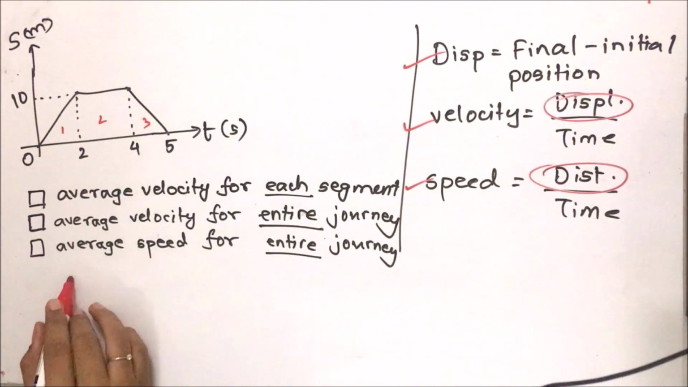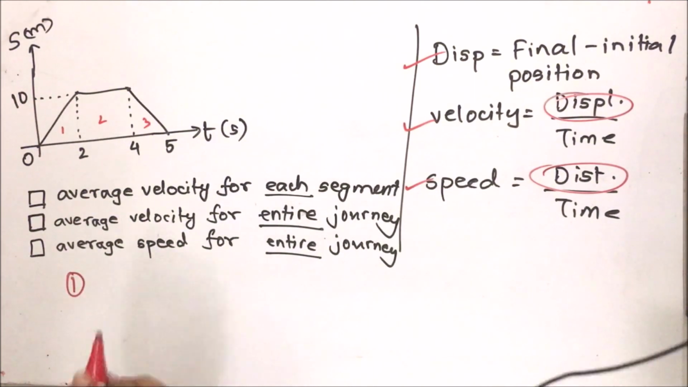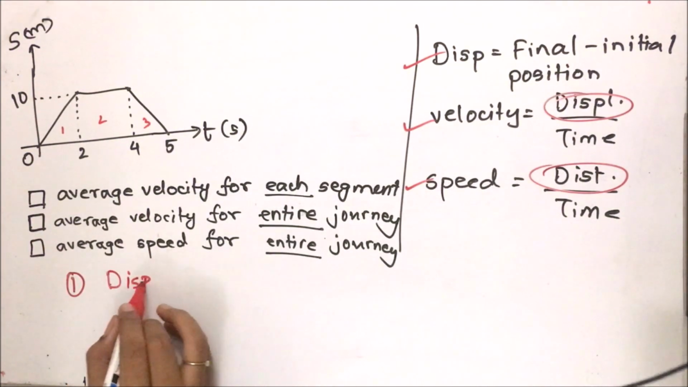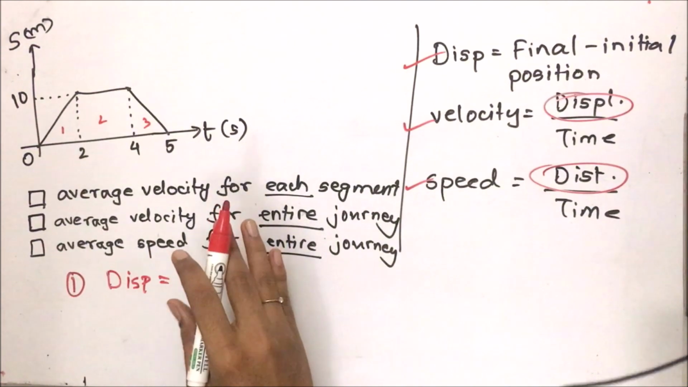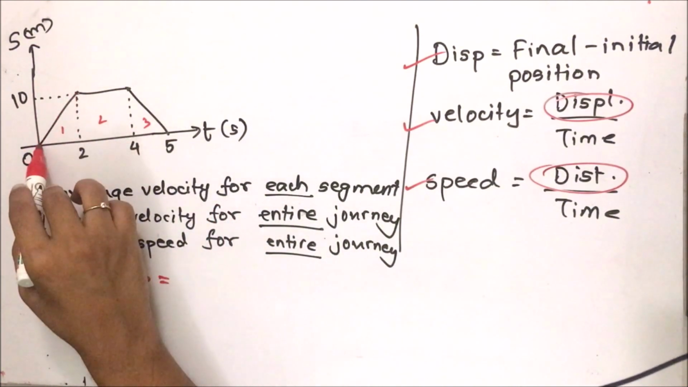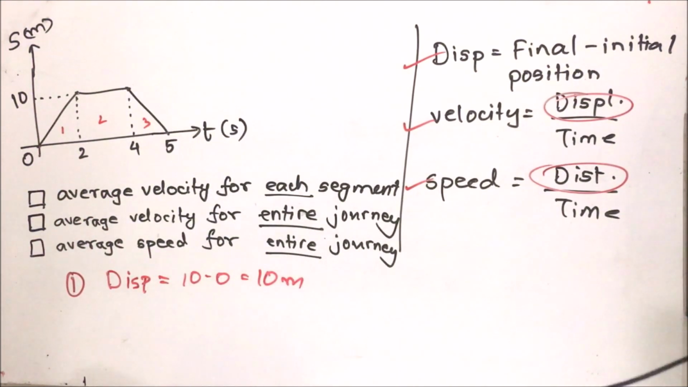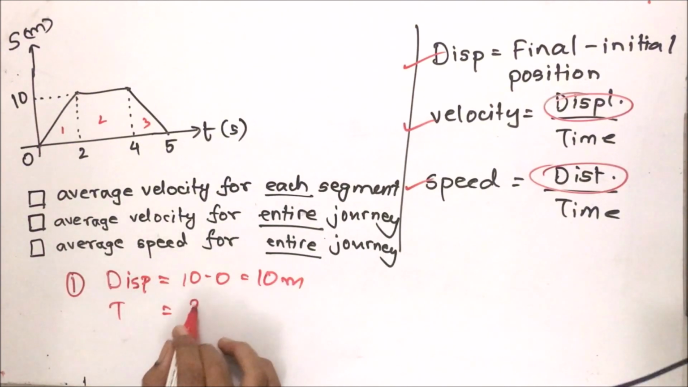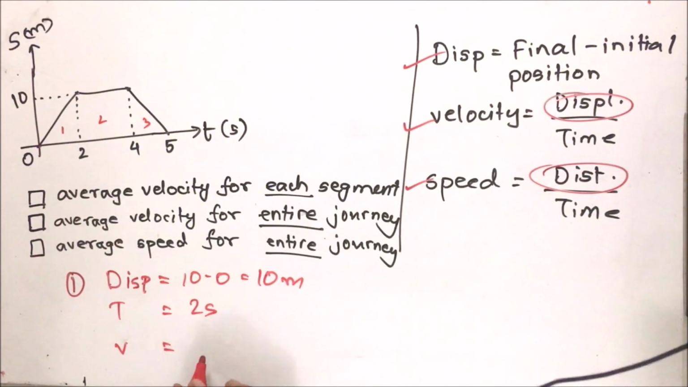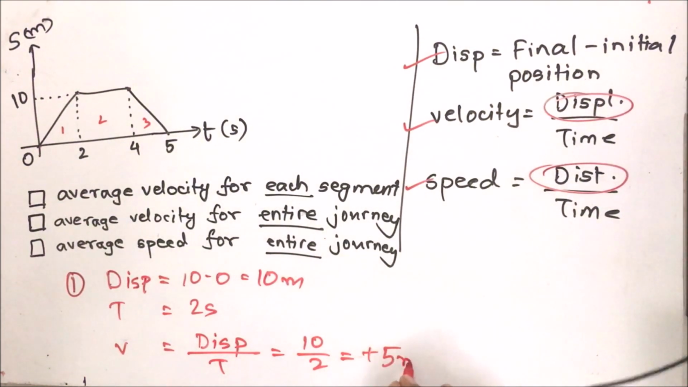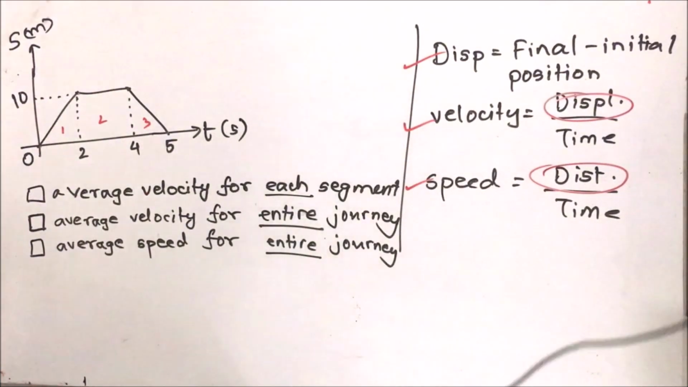Let us start with segment number 1. In segment 1, we need the average velocity, and the formula of average velocity is displacement by time. What is the displacement? The displacement for segment 1 is the final minus initial position. So this is your final position, that's your initial position. So 10 minus 0, that is 10 meters. That's your displacement. What is the time? The time is 2 seconds. So what is the velocity? The velocity is displacement by time, that is 10 by 2, that is a positive 5 meters per second. So we are done with the first segment.